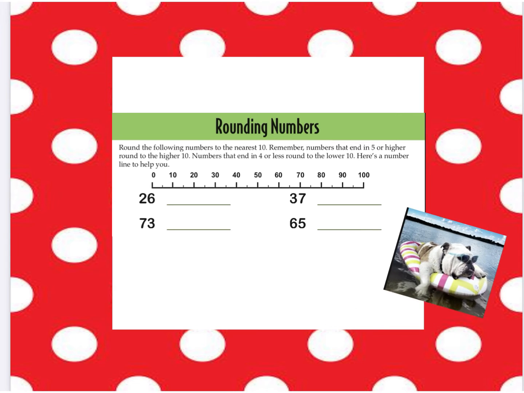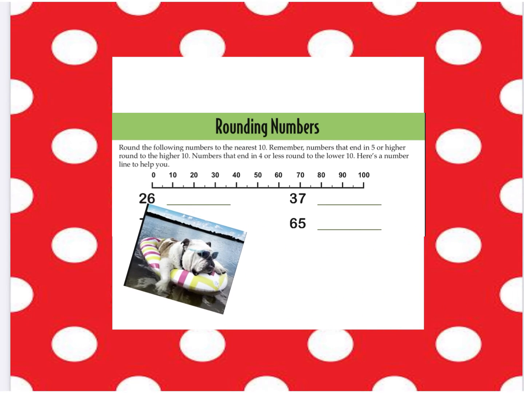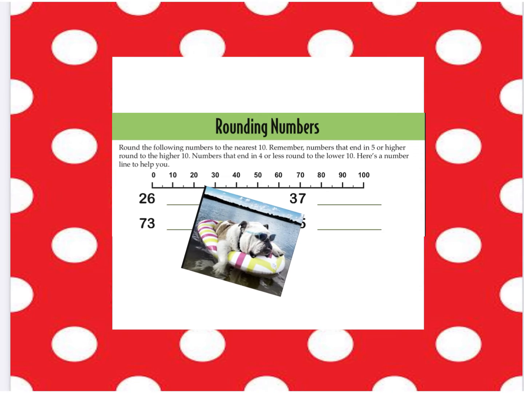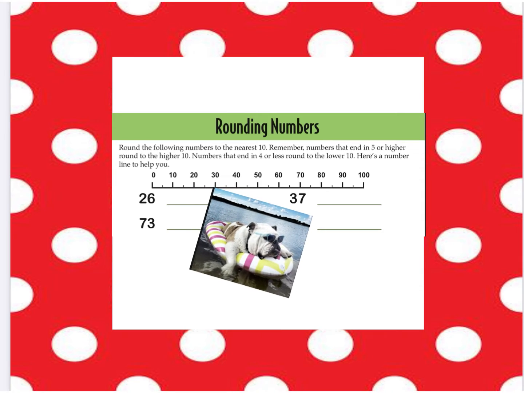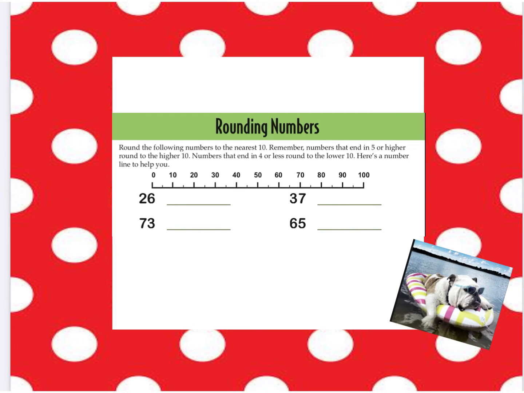Okay, so let's practice rounding numbers to the nearest 10. So if we look at the number 26, we know that 26 is between 20 and 30. So we need to figure out what 10 it's closest to. Is it closest to 20 or 30? And here's what we do. We just underline the digit, that 2, we're rounding to the 2, and we look next door at that 6.